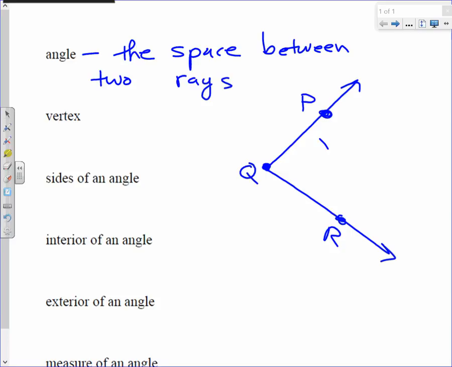When I say the space, I'm talking about this space right here. Look at, this is an angle. This space where my hand is at is an angle.